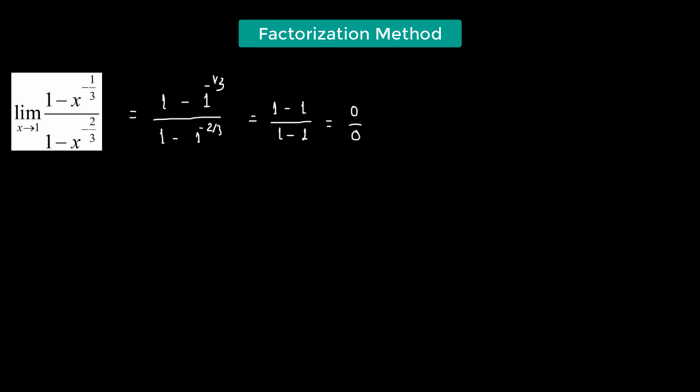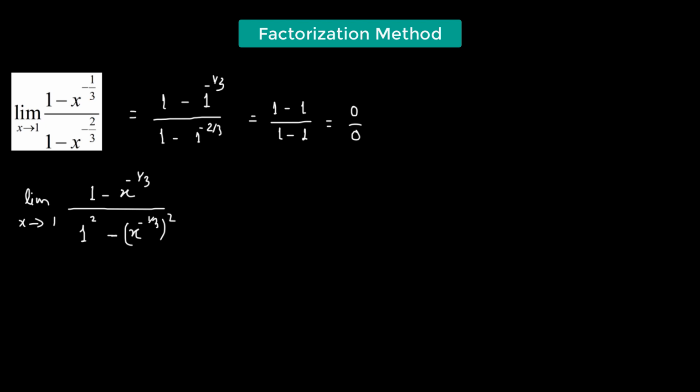So now we'll factorize the denominator. We can rewrite the given function as 1 minus x raised to the power of negative 1/3 divided by the rewritten denominator. The second term, x raised to the power of negative 2/3, can be rewritten as x raised to the power of negative 1/3, squared. So the exponent of x is negative 1/3 and we square it. So we just keep 1 squared here.